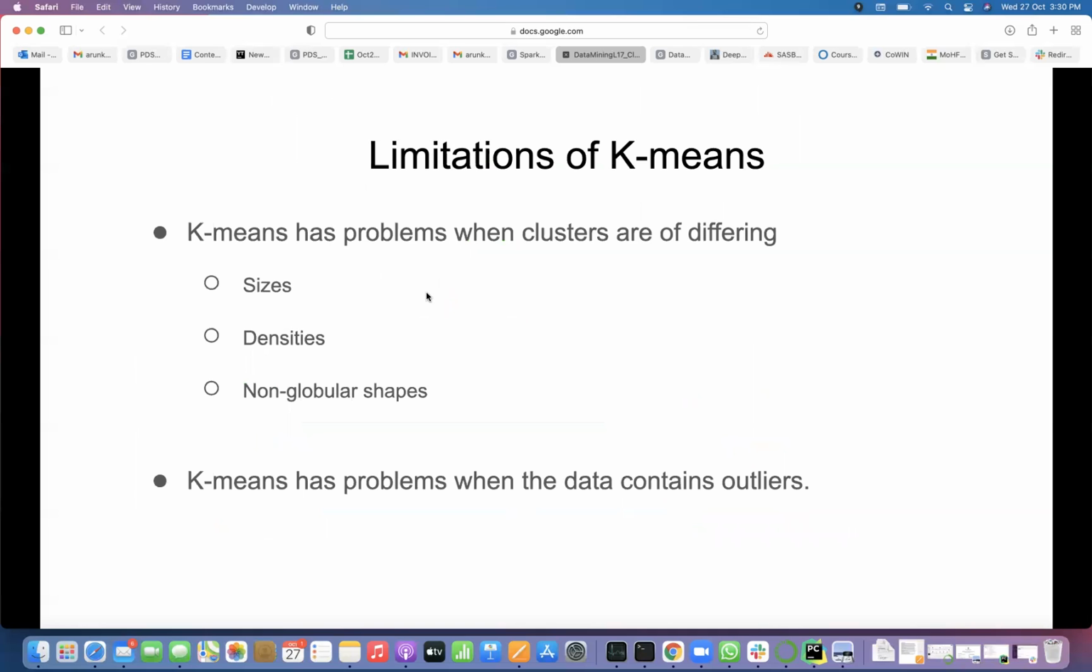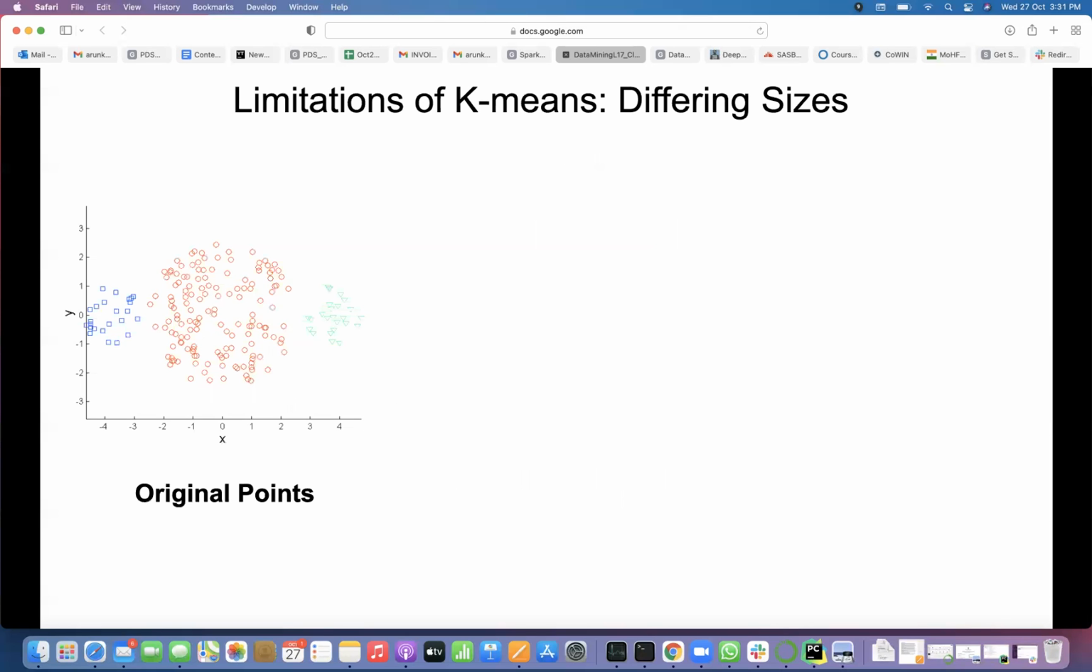So what are the limitations of the k-means algorithm? K-means has problems when clusters are of differing sizes, densities, or non-globular shapes. If your data does not have clusters of the same size and density, or they are not globular, k-means always gives you a circular type of cluster, because it is based on distance. So if your data does not have globular clusters, then k-means may not be useful. K-means also has problems when the data contains outliers.